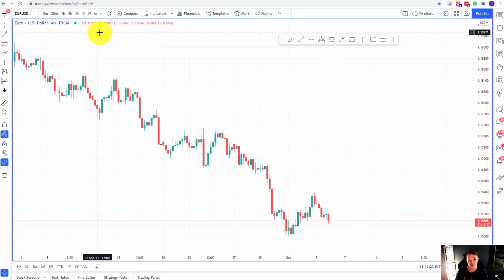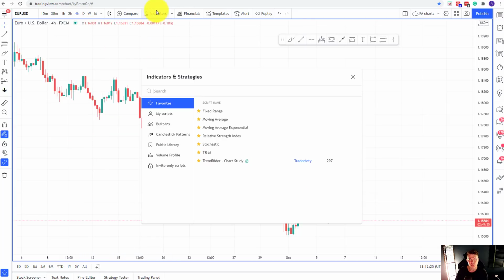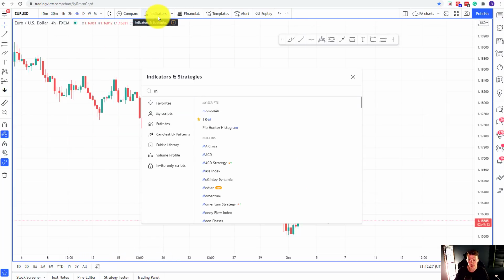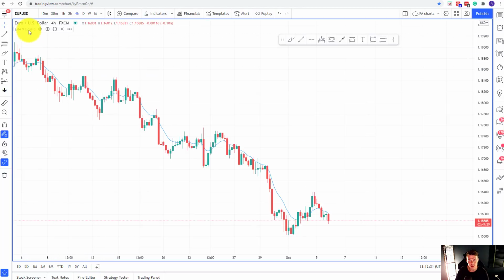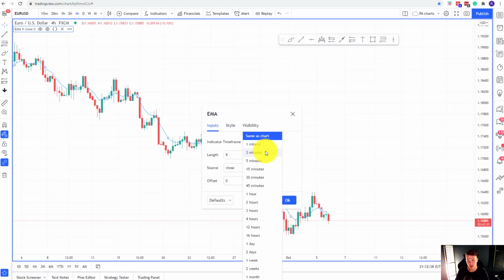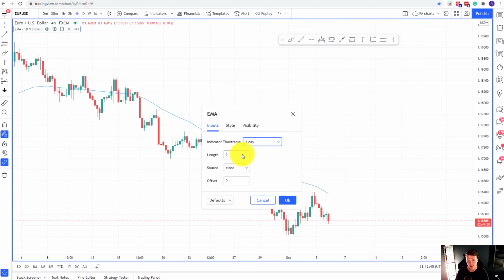I also mentioned I use a higher time frame moving average, so we go to indicators. We can just type in EMA and exponential moving average. We put it on our charts. So by default, it is the 9 period. And we can open the settings. We go to inputs and indicator time frame. We can change it to the day, and I set 50, so we have it here.